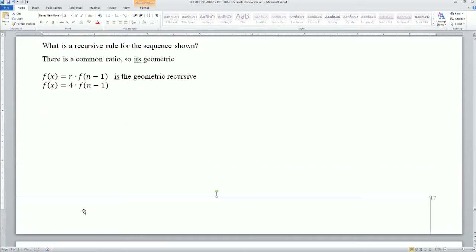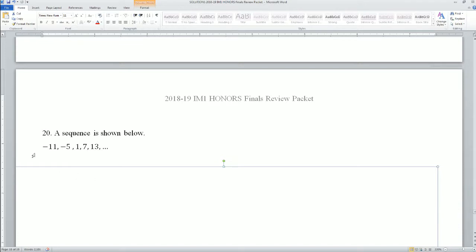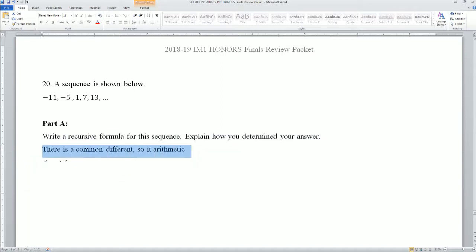Next, and that's it. 20. A sequence here is shown below, negative 11, negative 5, 1, 7, and 13. Looks like it is growing very slowly, so I think it's arithmetic. So it says, write a recursive formula for this sequence. Explain how you determine your answer. There is a common difference, so it is arithmetic.